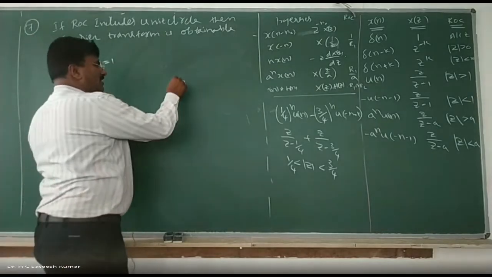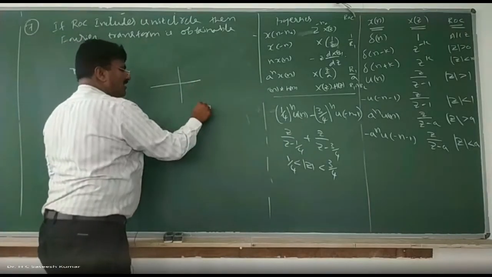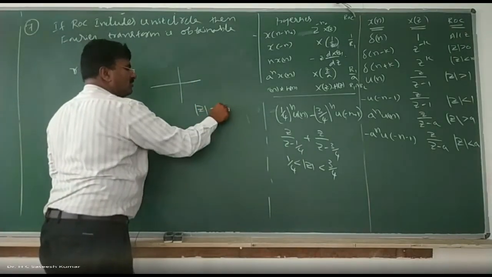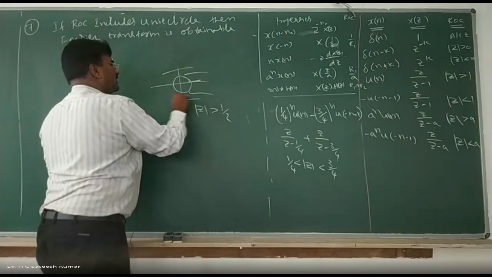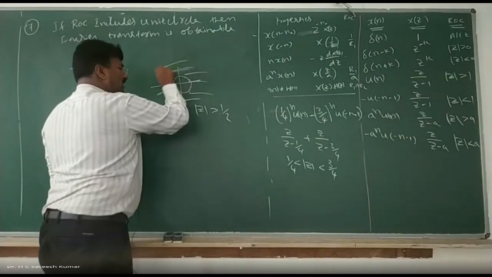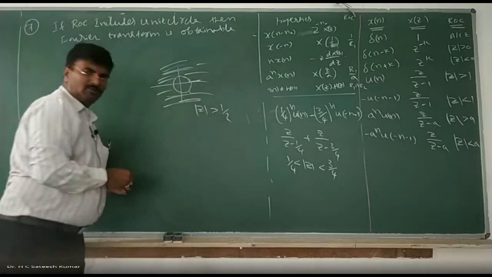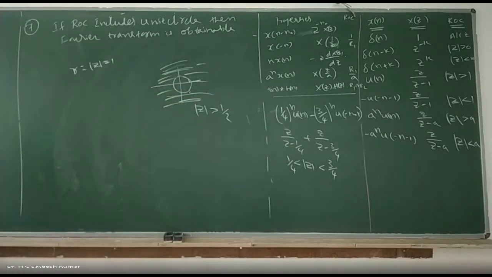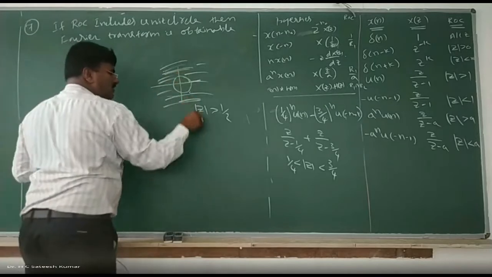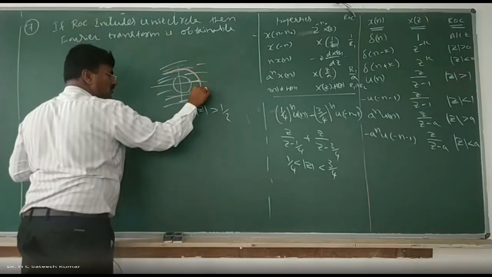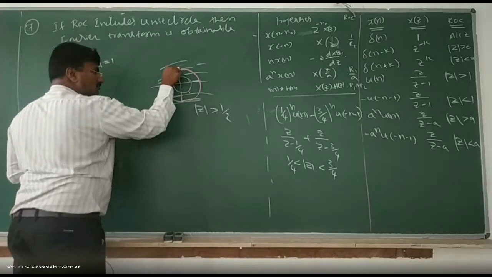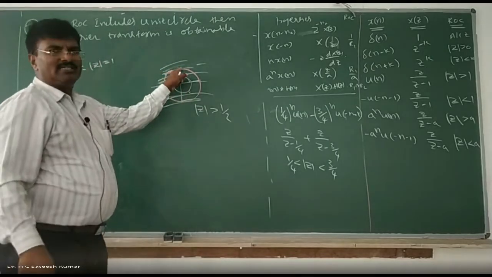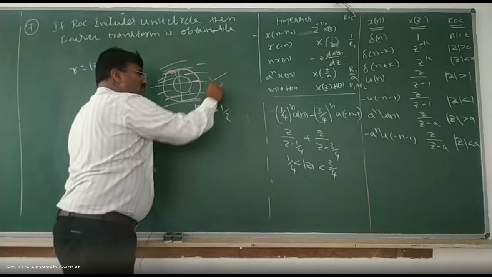For example, let us say the ROC is mod Z greater than half. Mod Z greater than half means it extends from half up to infinity. Will it include the unit circle? Definitely. The unit circle, R equal to 1, magnitude of Z equal to 1, with radius 1, should be in the shaded area. Then only the Fourier transformation is obtainable.